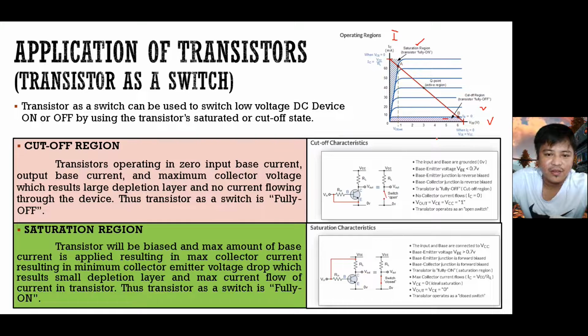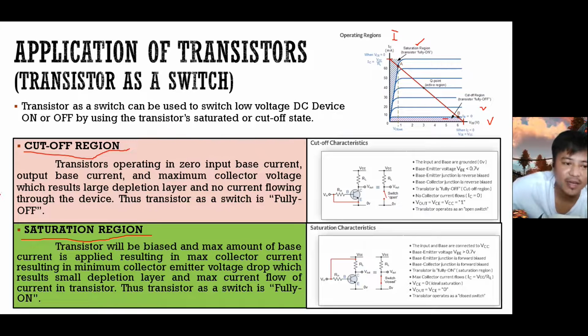Since we are talking about the on and off of a transistor as a switch, we are defining the cutoff region and saturation region. Okay, so transistors operating in zero input base current, zero output, and zero collector current, kumbaga lahat sila ay zero, magre-result lamang siya sa mas mataas na depletion layer. We are all familiar with these terms because diodes also use these terminologies, and no current flows through the device. So the transistor as a switch is fully off.